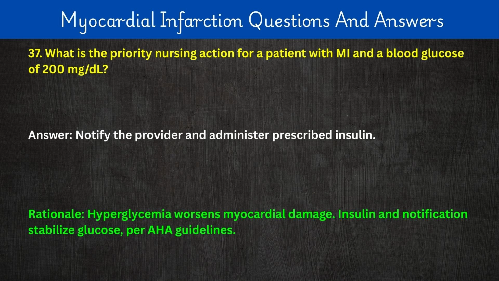37. What is the priority nursing action for a patient with MI and a blood glucose of 200 milligrams per deciliter? Answer: notify the provider and administer prescribed insulin. Rationale: hyperglycemia worsens myocardial damage. Insulin and notification stabilize glucose, per AHA guidelines.